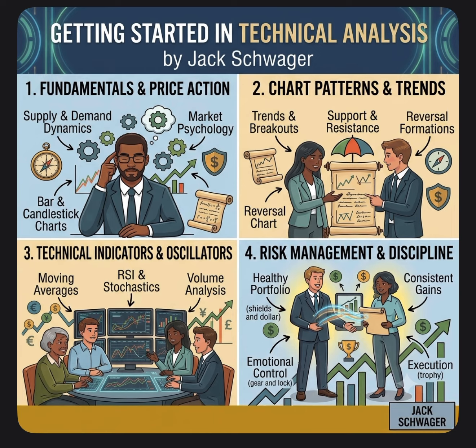It can feel like trying to read an ancient language without a dictionary, but Jack Schwager, renowned for his interviews with the world's top traders, wrote this book to act as the ultimate roadmap for beginners and intermediate traders alike. Grab your favorite drink, settle in, and let us break down how to read the pulse of the market and build a reliable trading edge.